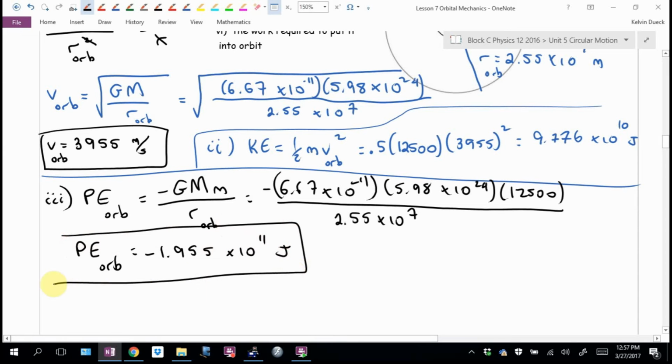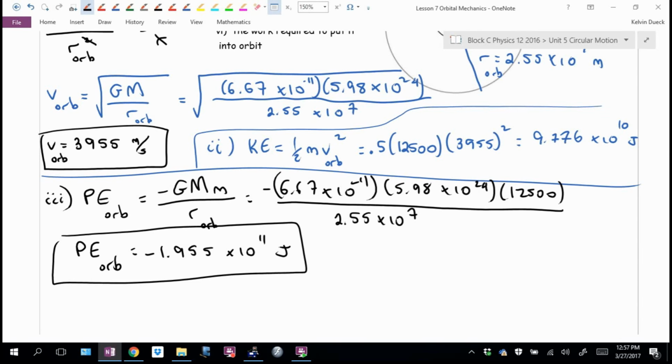Mr. Duick, how can you have a negative energy but be up high? Where did we define zero at? Out at infinity. So to get to infinity, would you have to burn fuel? Would you have to add energy? Then you better be starting out negative if you're going to add energy and end up at zero. It's a little weird at first, but since we've defined zero at infinity, this is okay. Okay?